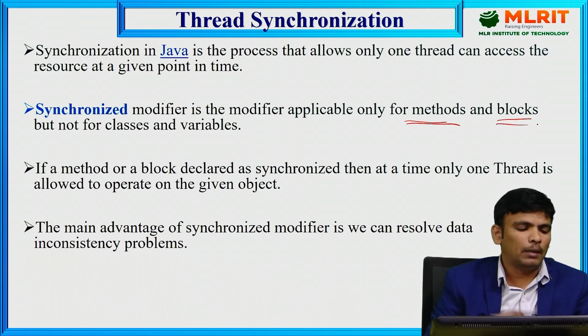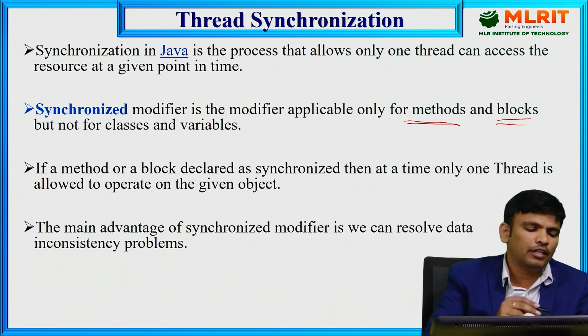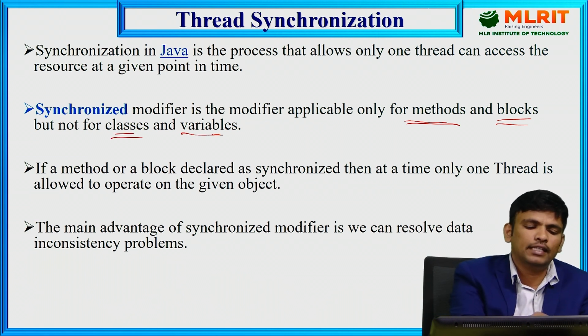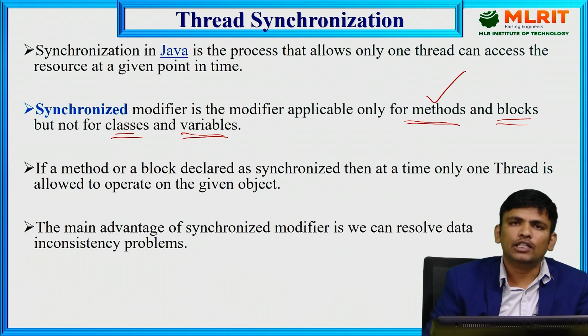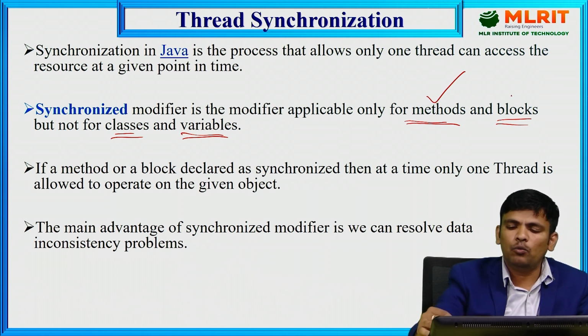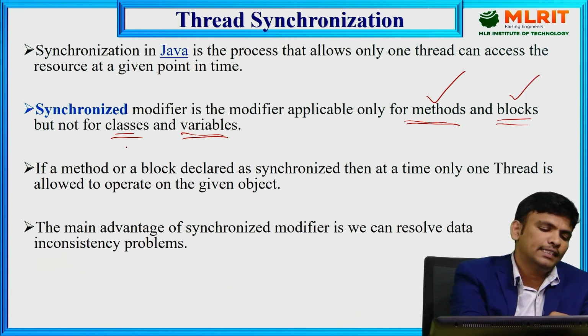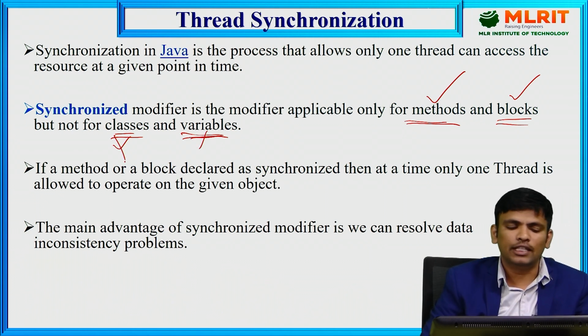Suppose you apply thread synchronization to variables or classes, it gives an error. So make sure you use thread synchronization only for methods and only for blocks. For classes and variables, it is not allowed. The synchronized keyword is not allowed for classes and variables.